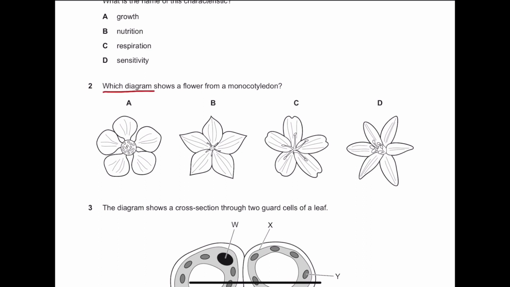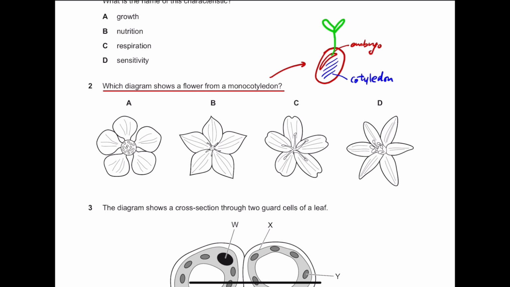Number 2, which diagram shows a flower from a monocotyledon? Monocotyledon means it's a plant that has one cotyledon in its seed. So this is the embryo part of the seed, and this part is called the cotyledon. The cotyledon stores food molecules. The embryo becomes a plant when it germinates. The upper part becomes a shoot, and the lower part becomes the root. So this is the shoot. This is the root.